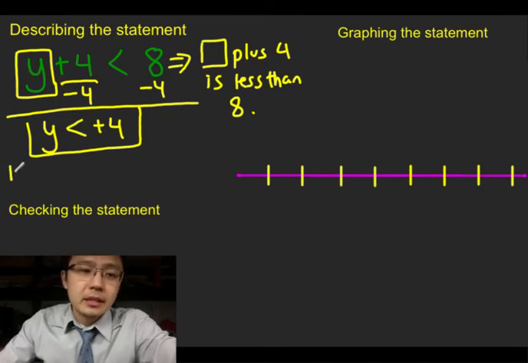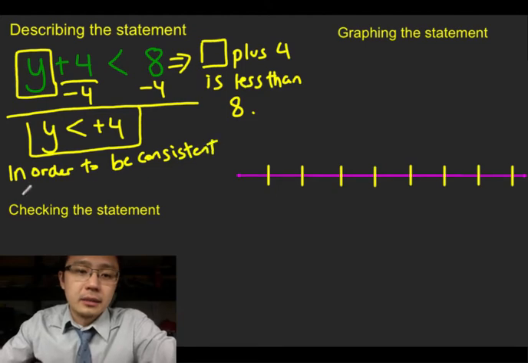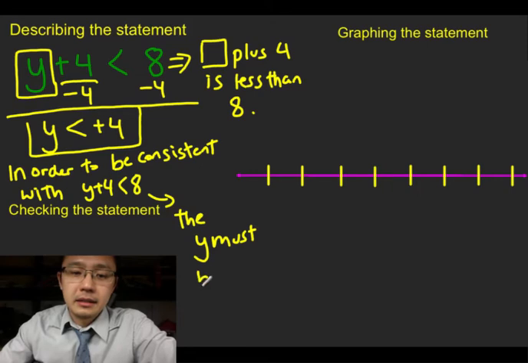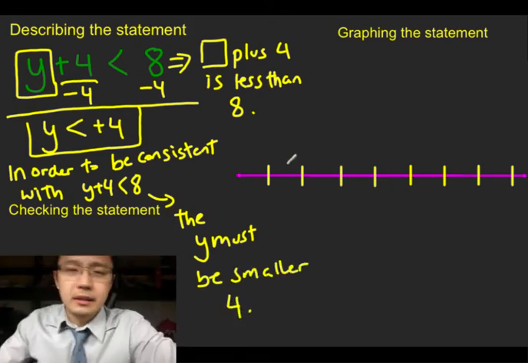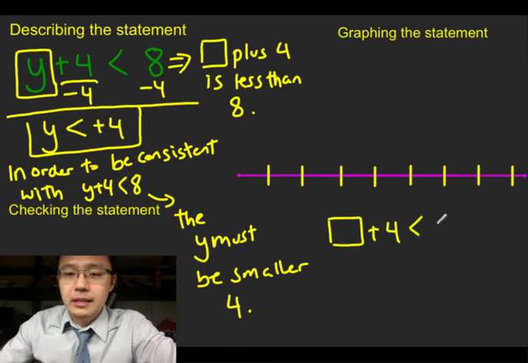So this means that in order to be consistent, or to agree with the statement y plus 4 is less than 8, the y must be smaller than 4. Seems like I just said a lot of things that could be kind of confusing, so let's look at this again. We're going to have the blank plus 4 is less than 8, and what you just solved is y less than 4.